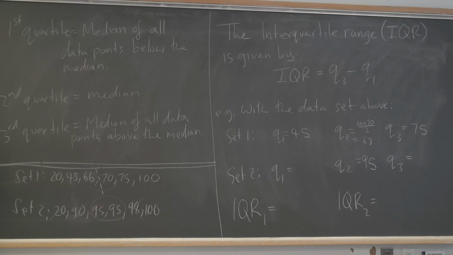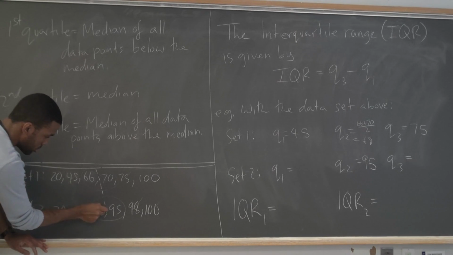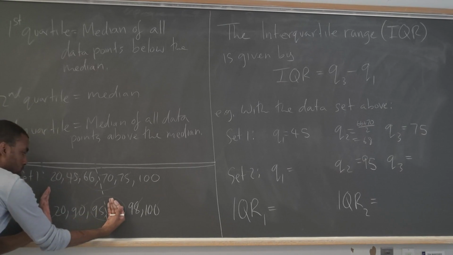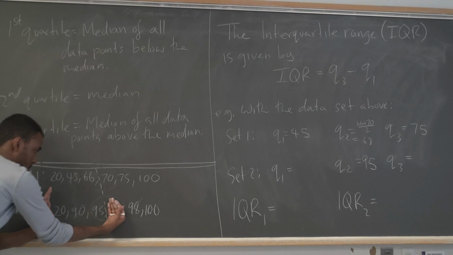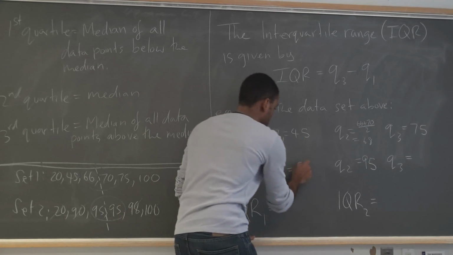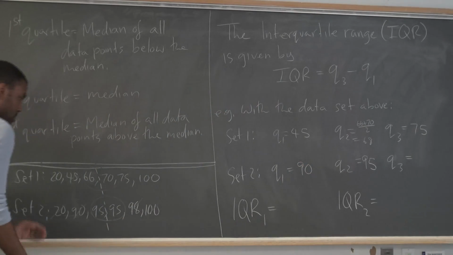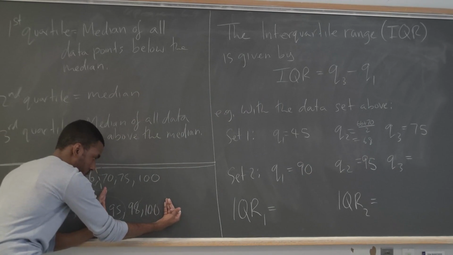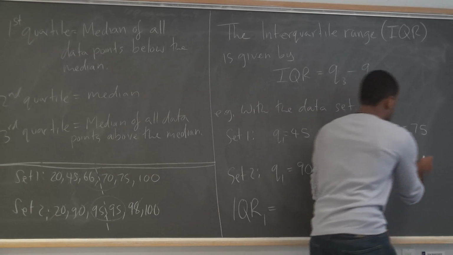Do the same thing for set 2. For set 2, the median happened between these guys. So you look at everything below that, there are 3 numbers. What's the median? 90. So you just put 90 here. And you look at the above, median, 98, and put that here.